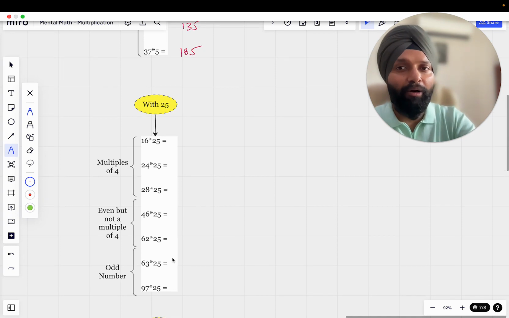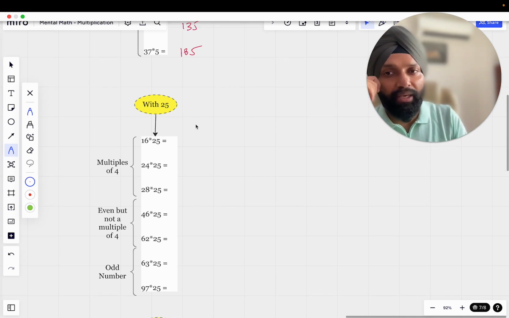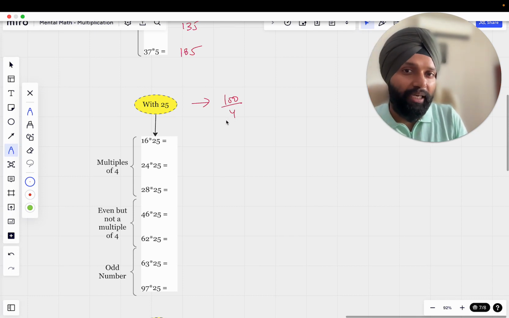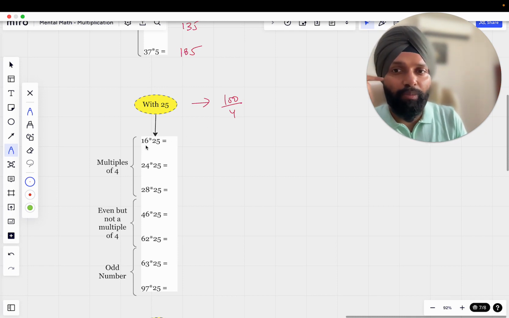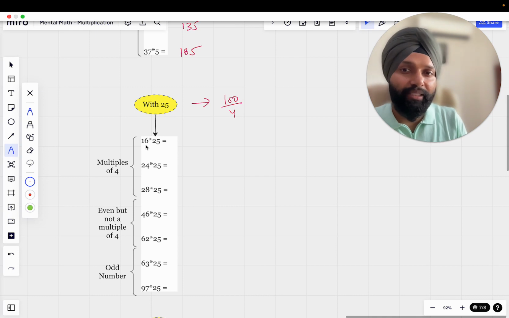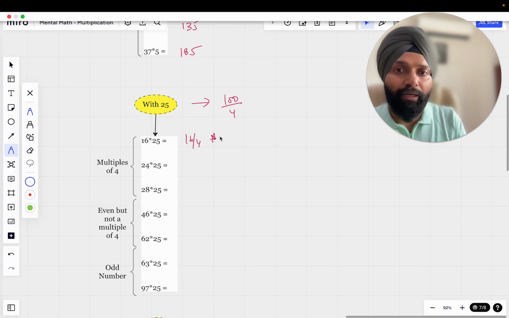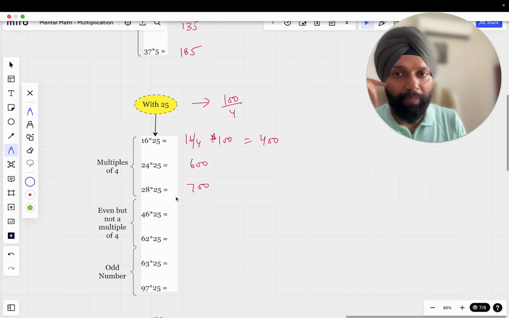So now let's look at how to multiply with 25. I can look at 25 as 100 by 4. So again, what I'll do is divide the number by 4 and then multiply it with 100. If the number is a multiple of 4, then the job is quite easy. So 16 into 25 will be 16 by 4 into 100, which is 16 by 4 is 4, so 400. Similarly, 24 by 4 is 6, so it becomes 600. 28 by 4 is 7, so it becomes 700.